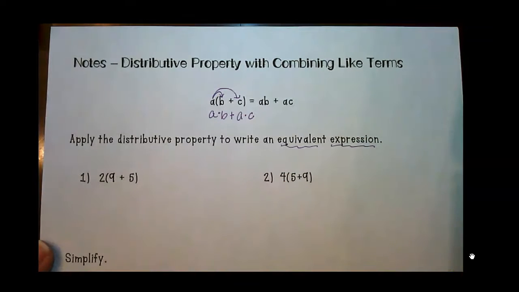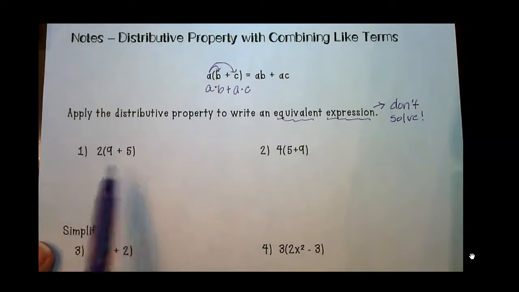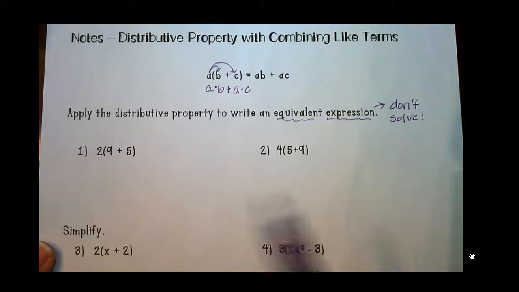So that means they don't want us to solve it. You just write an equivalent or equal problem. So don't solve. Here we go. Yes, if we were going to solve it, we would not use the distributive property more than likely, but you could. You would add and then multiply by 2, because you do parentheses first.